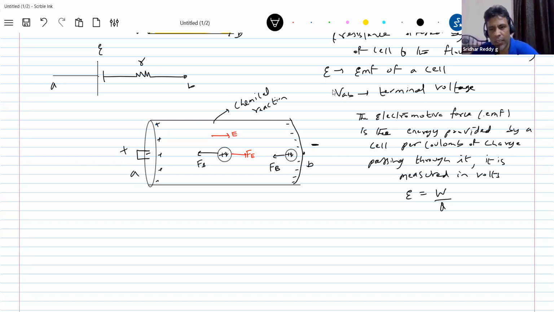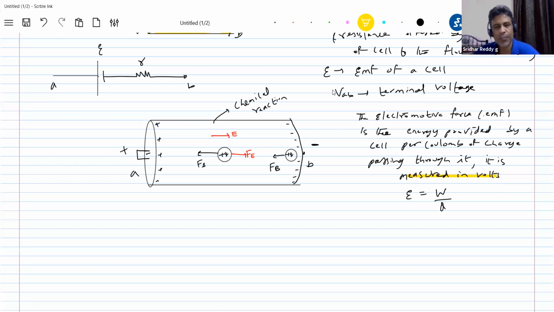Why should the unit be volt? Work done per unit charge. Work done per unit test charge in moving it from infinity to that point slowly is called potential, no? So therefore, the unit for EMF will become volt. I'm highlighting it here because of this definition.